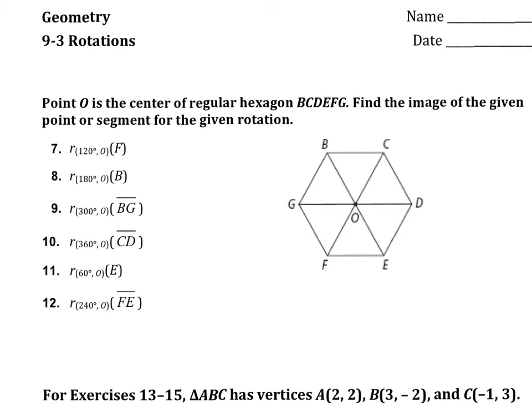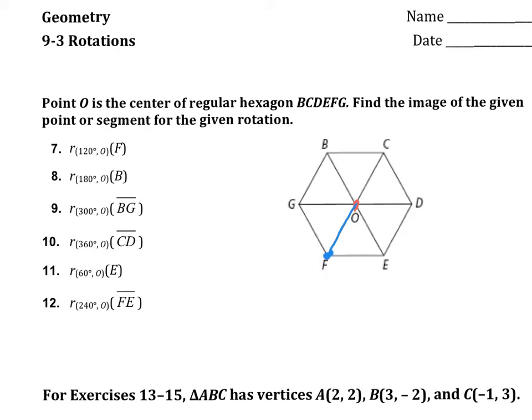So we have point O here, and it's the center for a regular hexagon B, C, D, E, F, G. And we're going to find the image of the given point or segment for the given rotation. So now we're just interpreting what this means. So here's F. So let's find F. And it says I am going to rotate F 120 degrees about O. So here's my F. If I draw the segment to O, I want to go 120 degrees.